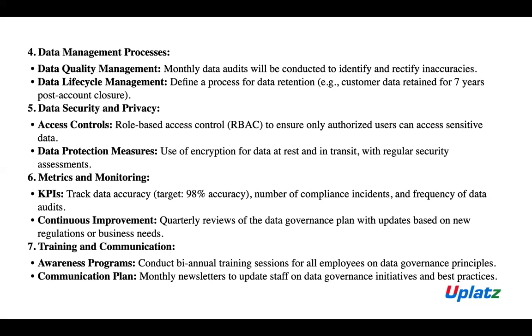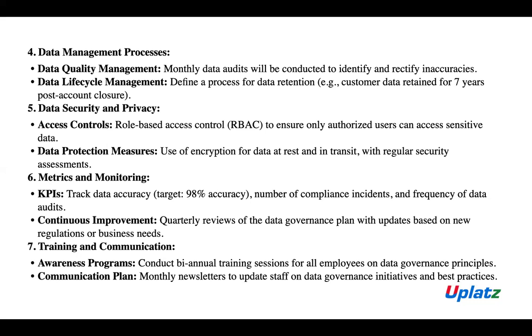Metrics and monitoring. So key performance indicators will track data accuracy, where the target is set at 90%, the number of compliance incidents, and the frequency of data audits. Continuous improvement, so quarterly reviews of the data governance plan with updates based on new regulations or business needs.